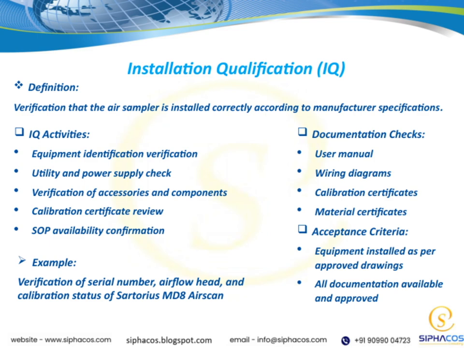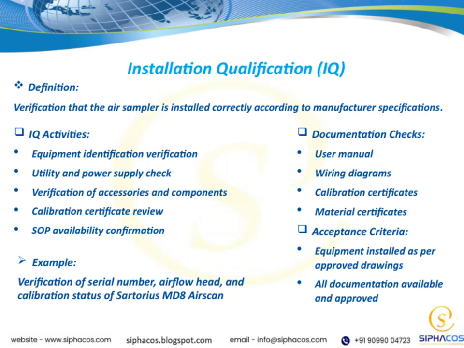The acceptance criteria are straightforward. The equipment must be installed exactly as per the approved drawings, and all documentation should be available and approved before moving forward. During IQ activities, we verify the equipment identification, check utility and power supplies, and confirm that all accessories and components are correctly installed. Reviewing calibration certificates and confirming the availability of SOPs are also essential steps. Finally, the purpose of installation qualification is to verify that the air sampler is installed correctly, following the manufacturer's specifications. This step helps ensure that the equipment is ready for reliable operation and that it meets all quality standards necessary for our process.